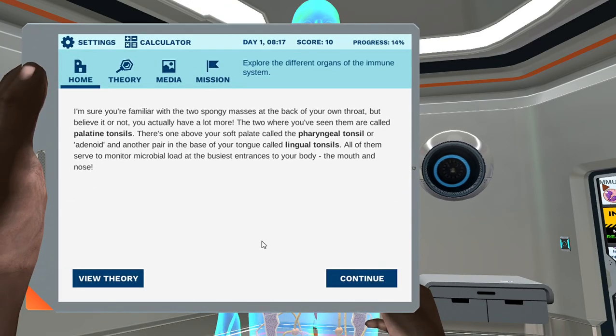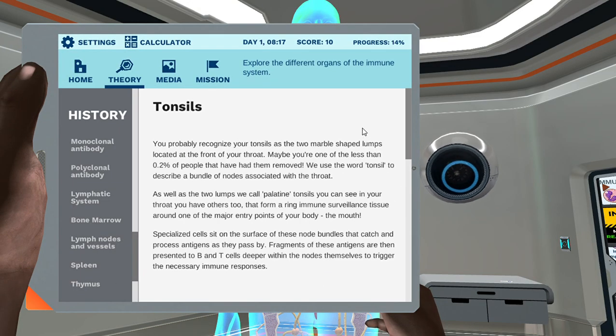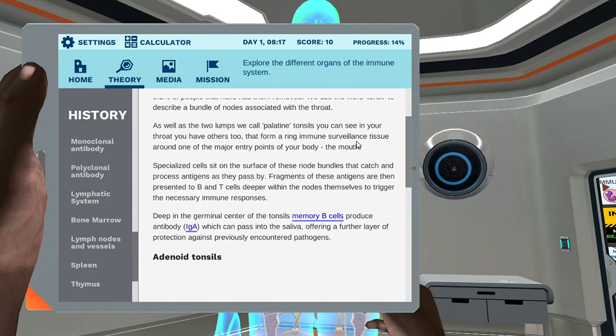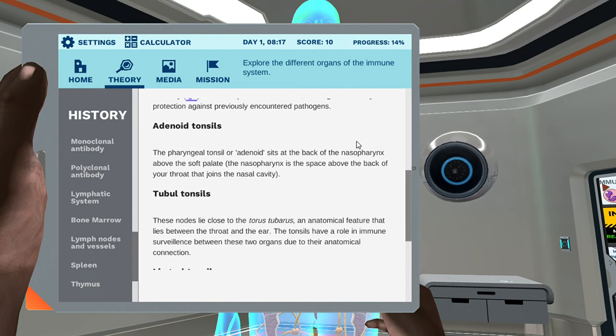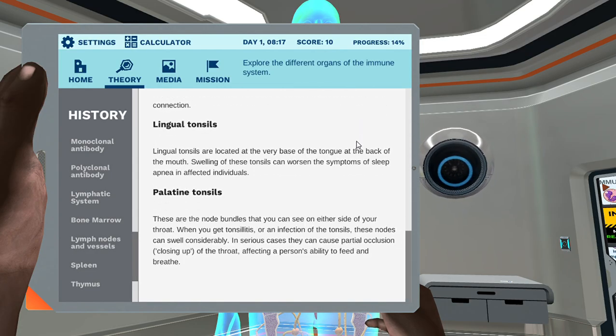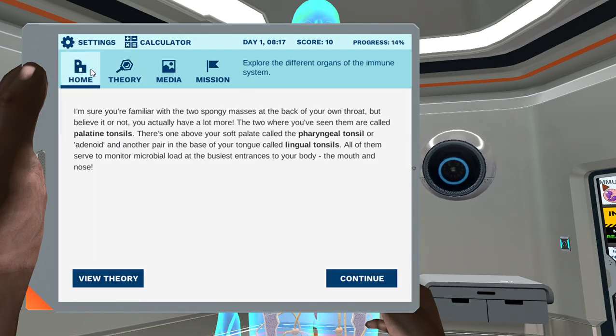I'm sure you're familiar with the two spongy masses at the back of your own throat, but believe it or not, you actually have a lot more. The two where you've seen them are called palatine tonsils. There's one above your soft palate called the pharyngeal tonsil or adenoid, and another pair in the base of your tongue called lingual tonsils. All of them serve to monitor microbial load at the busiest entrances to your body, the mouth and nose.